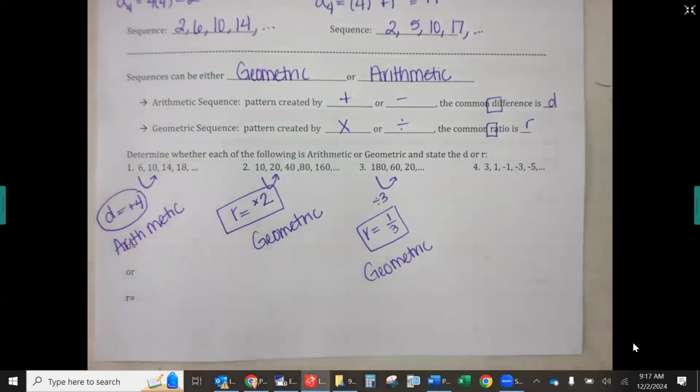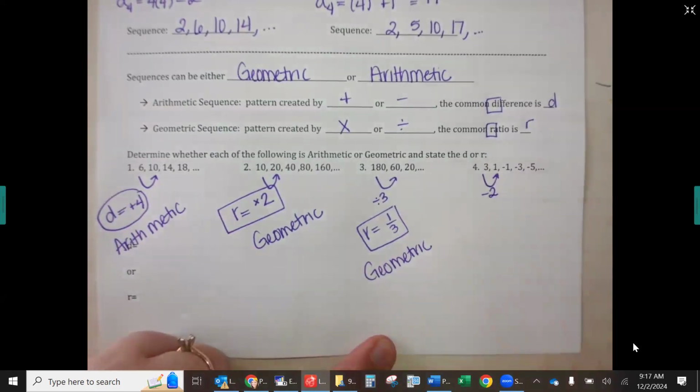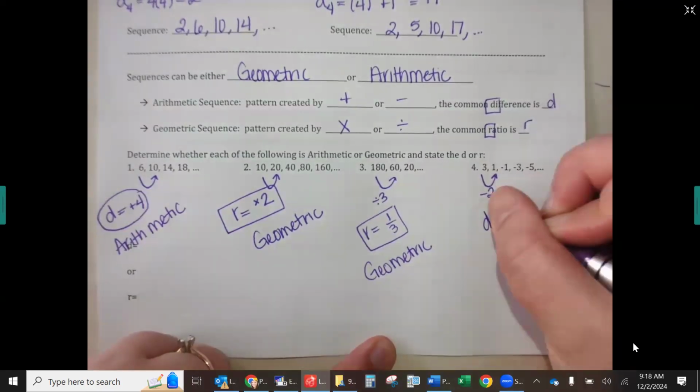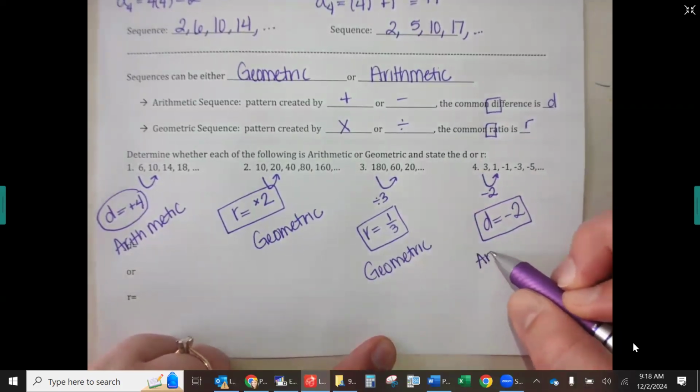Okay, last one, number 4. What's the pattern? 3, then 1, then -1. It's -2 each time. Very good. And if it's -2, then you need to make sure that your difference is a -2 each time. And does that make it arithmetic or geometric? Arithmetic.